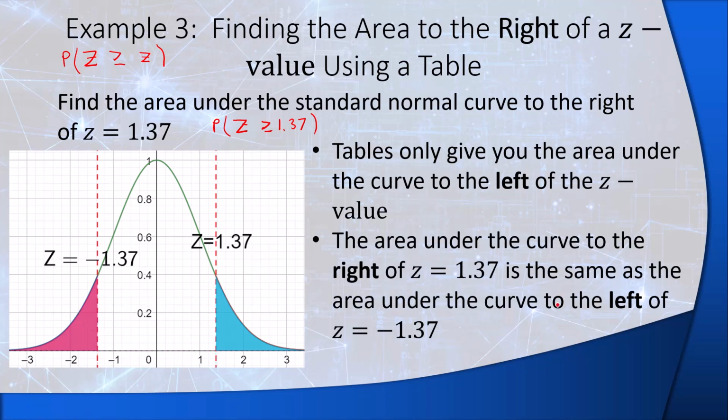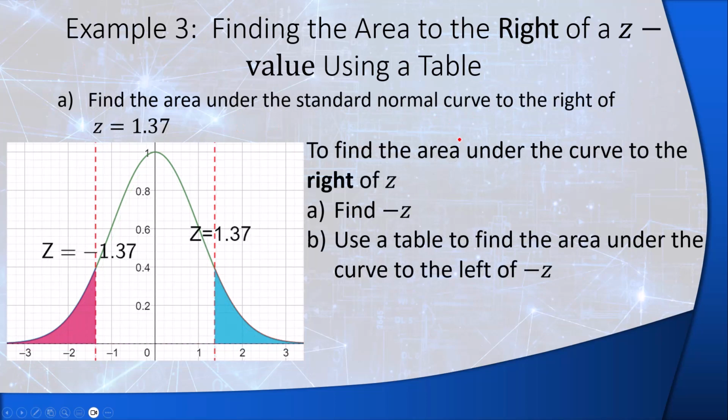So as a consequence, if we want to find the area to the right of a certain value, that's going to be equal to the area to the left of the negative of that value. More precisely, the probability that z is greater than or equal to 1.37 is going to be equal to the probability that z is less than or equal to negative 1.37. And this we know how to compute from our previous video. We just look up negative 1.37 on our tables, and that's our answer.